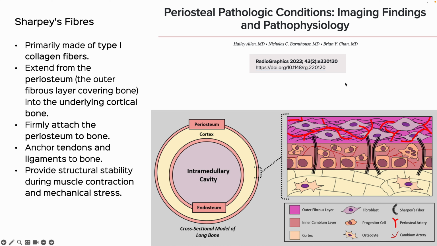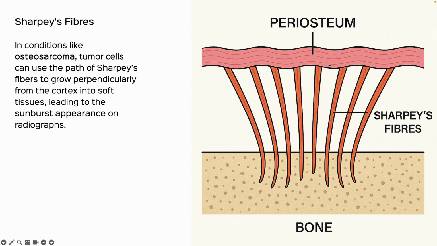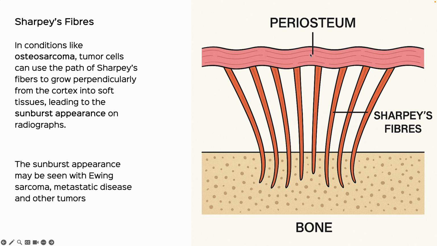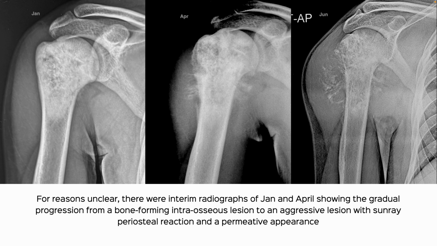There is this article in 23 on periosteal conditions that has this diagram of Sharpey's fibers connecting the periosteum to the bone. And this is a schematic from ChatGPT where it shows how you can have tumor cells growing along Sharpey's fibers, especially when the periosteum is lifted here. And that would give rise to the sunburst appearance, which can also be seen with Ewing sarcoma, metastatic disease, and other tumors.